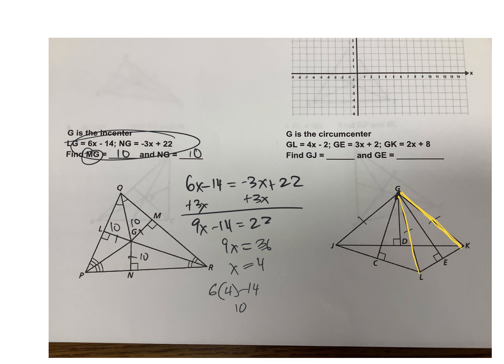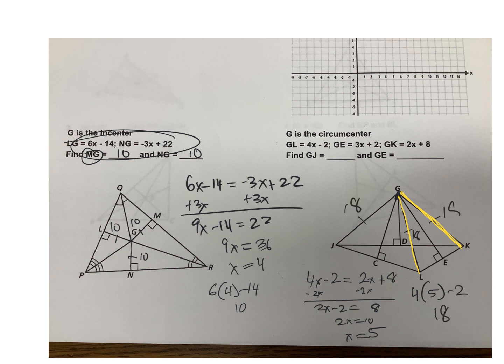So that means we have to set 4x minus 2 equal to 2x plus 8. They were trying to trick you. Minus 2x, so 2x minus 2 equals 8. Add 2, 2x equals 10. Divide by 2, and x is 5. Let's plug it back into one of these: 4 times 5 minus 2, 20 minus 2 is 18. So each of these is 18 units long. So GJ is 18.